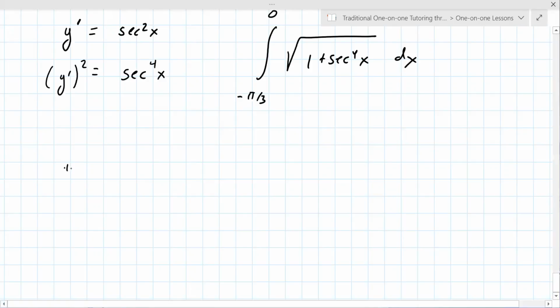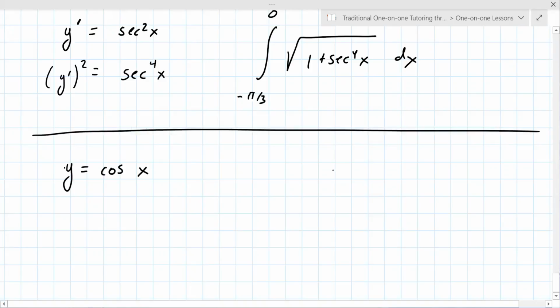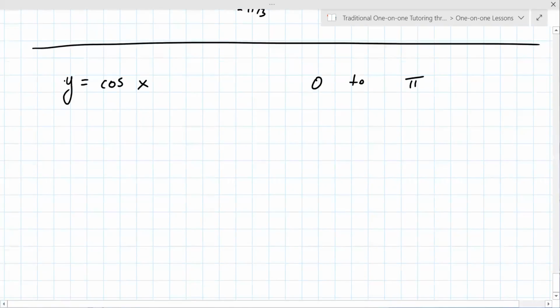Okay, so let's say y equals cosine x, and we want to go from 0 to pi. I think this one does work. So what would the derivative of cosine be? Negative sine. This isn't going to work. I'm sorry, this one doesn't work either. Yeah, this is no good.